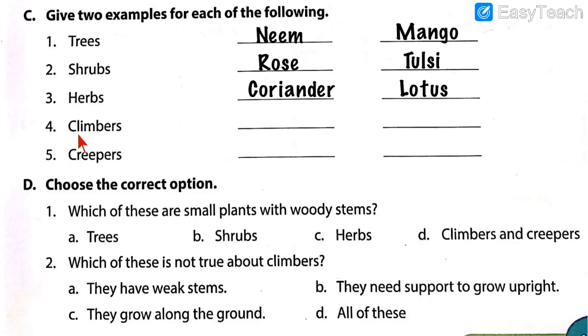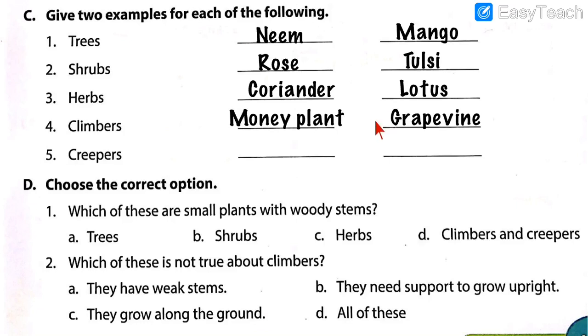Number 4, climbers, the plants that take support of other plants, walls or sticks, and they grow upright. Their stems are weak. So let's write the names of any two climbers. Note down in your notebook: money plant and grapevine. Their stems are weak and they need the support of other plants, walls or sticks.